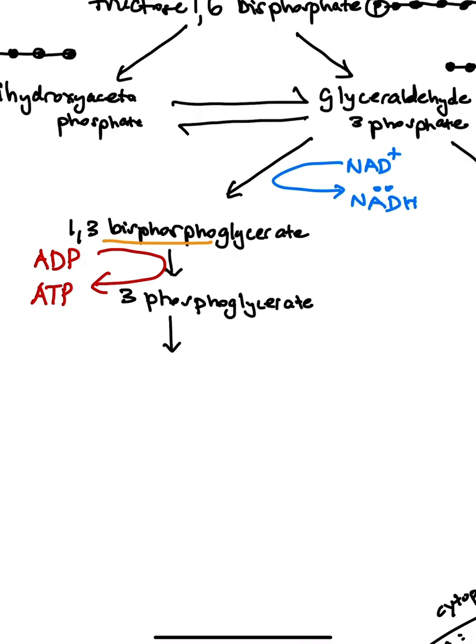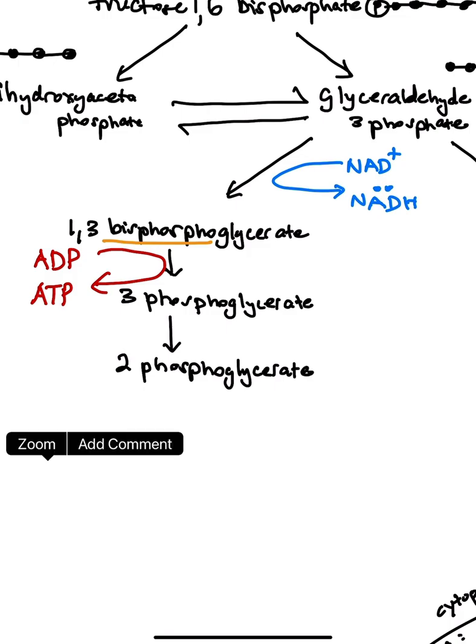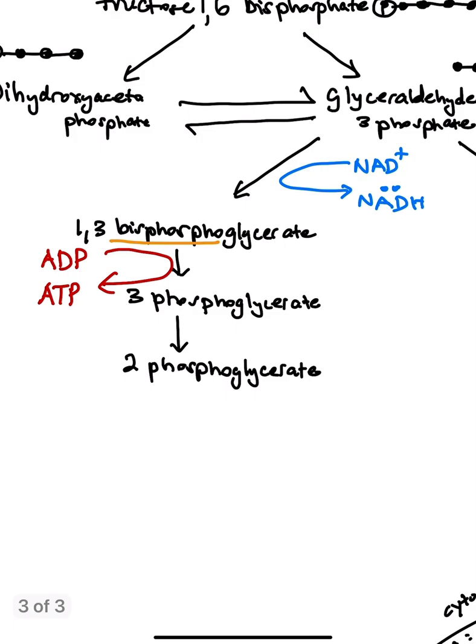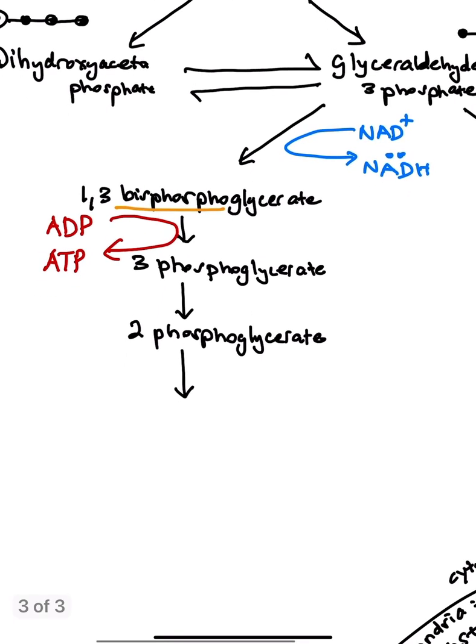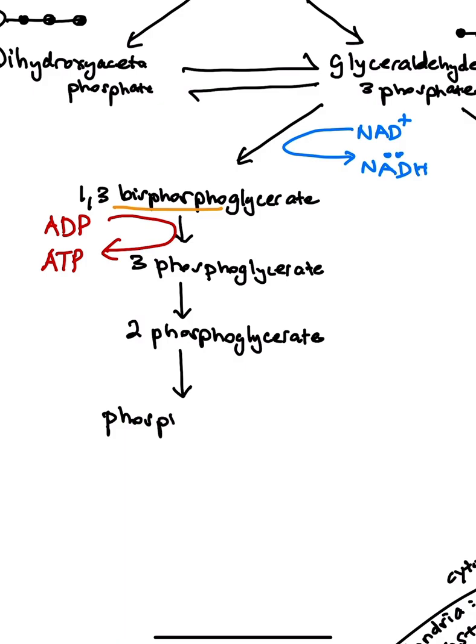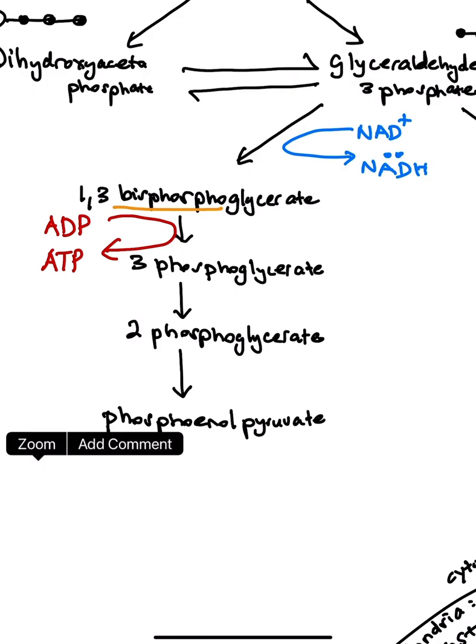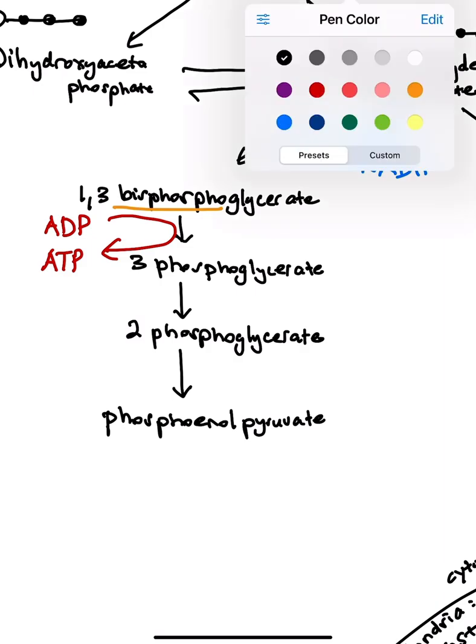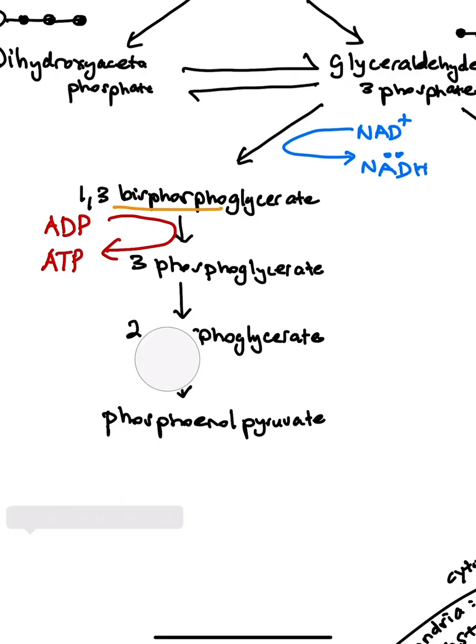Next, 3-phosphoglycerate will be changed into 2-phosphoglycerate. And after that, 2-phosphoglycerate will be changed into phosphoenol pyruvate. Now, during this step, 1 water molecule does exit here. It is a dehydration.